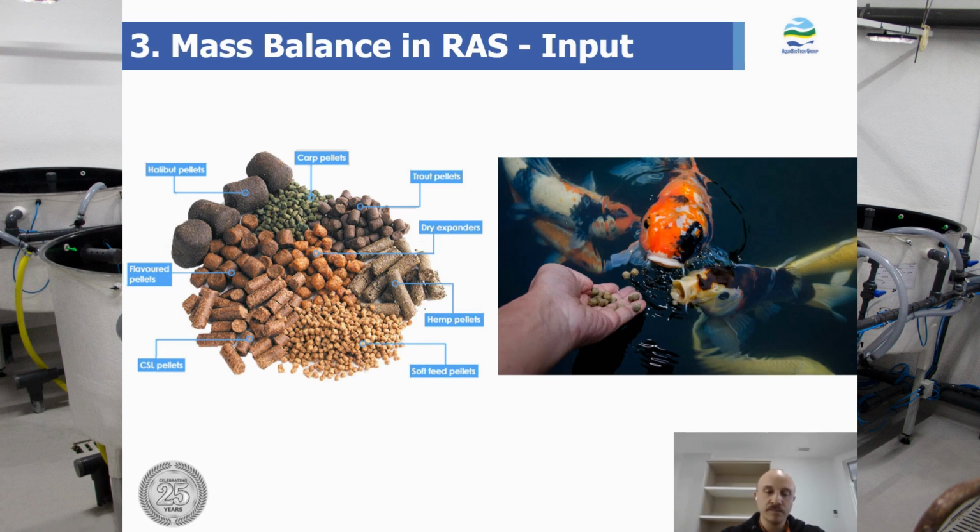They have a different texture because they have to remain solid and firm for a certain amount of time, because not every fish is feeding immediately, for example. They also have a different content of nutrients according to the life stage and the type of fish, whether it's a freshwater or a seawater species. So this is very important to take into consideration.